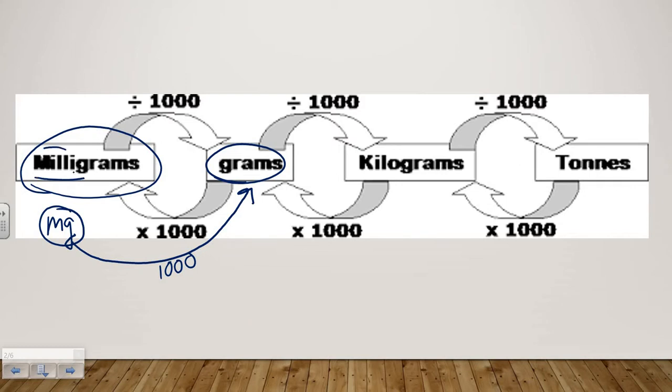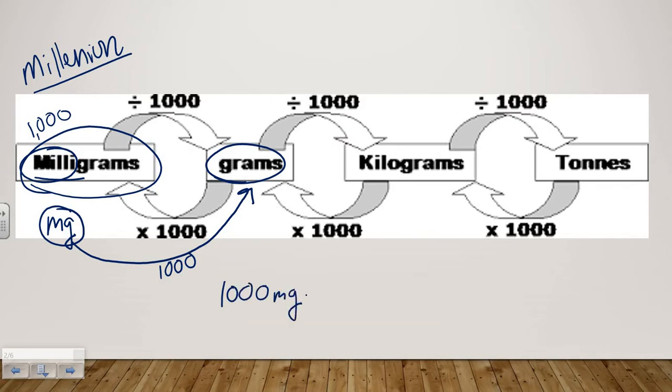Milli, that prefix milli means 1,000. You might be familiar with the word millennium. Millennium means 1,000. Okay, so this is a real simple conversion. There is 1,000 milligrams in 1 gram.